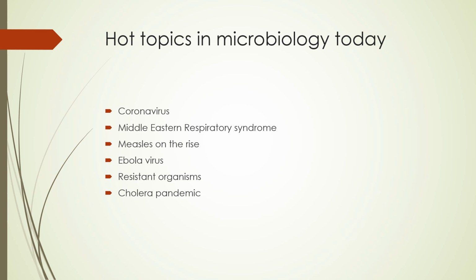We should be concerned with resistant organisms. Gram-positive cocci are now very resistant. I'm sure you've heard of MRSA, which is methicillin-resistant Staph aureus. Some of our gut flora, like Klebsiella pneumoniae, is an extended spectrum beta-lactamase producer, so it's very resistant as well. And then another thing that is a hot topic in micro today is the cholera pandemic. We are currently in a pandemic with 5 million cases a year occurring every year.